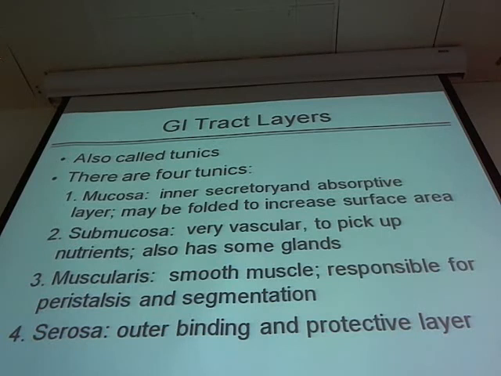GI tract tunics, four tunics. Mucosa is the inner, then submucosa, muscularis, and serosa. Is that on all of the GI tract, from the start of your esophagus all the way to your anus? I know it's in the stomach. I think it probably does go all through the GI tract.